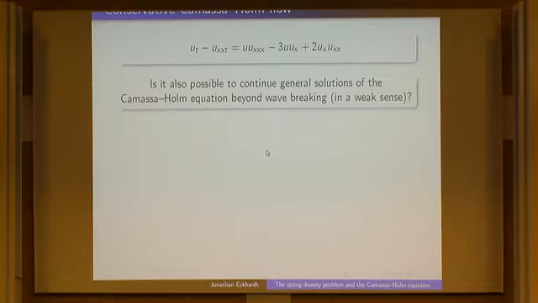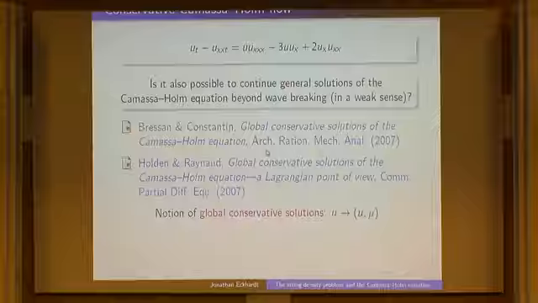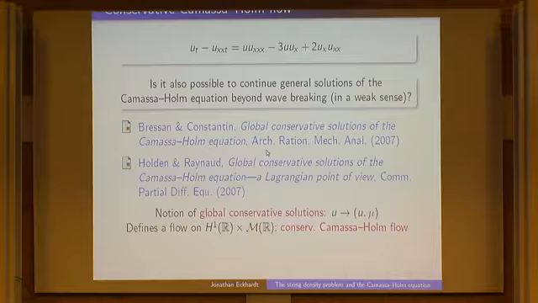So is it possible, not just for peakons, but also for general solutions, to continue after wave breaking? And the answer to this question is yes, you can do the same. This has been done by Alberto Bressan and Constantin, and independently by Helge Holden and Xavier Raynaud, and it looks more or less the same. Instead of a solution u, you now have a pair, u and mu, where mu now is in general a non-negative finite Borel measure. So it's not discrete anymore, but you can have any Borel measure.